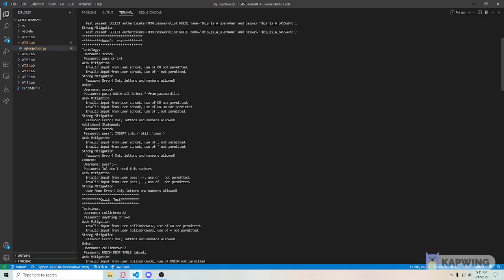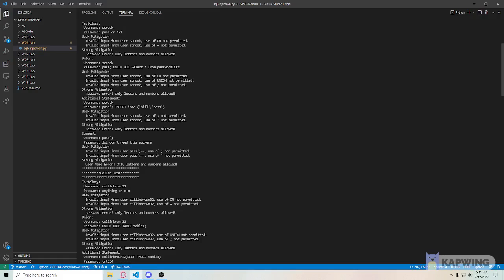For the second one, pass semicolon union all select star from password list. The weak mitigation catches the or, the union, and the colon and semicolon, and the strong mitigation does not allow characters that are not letters or numbers. For the next one, the username is a apostrophe semicolon insert into, and here the semicolon and apostrophe are caught by the weak mitigation, and the strong mitigation catches those characters.